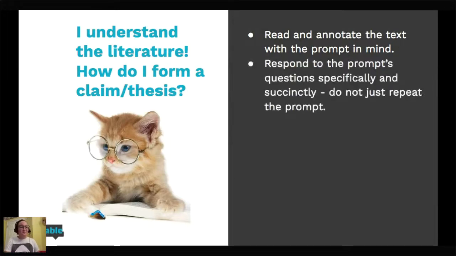Okay. You want to respond to the question specifically and succinctly. Do not, for the love of God, just repeat the prompt. We talked about that last time. There are two major reasons not to do this. Number one, you're not going to get a good score. One of the big parts of the new rubric is about your thesis statement, and if it's not specific, you're going to lose a lot of points there.